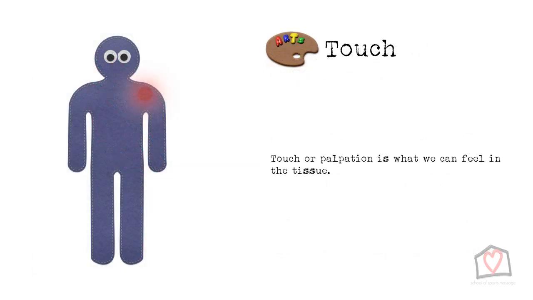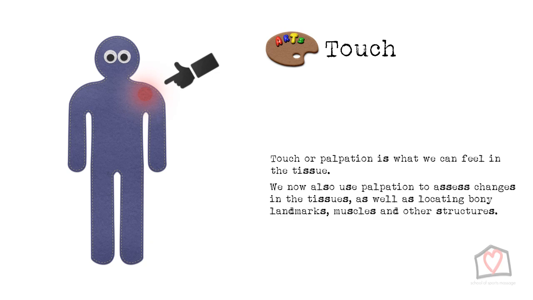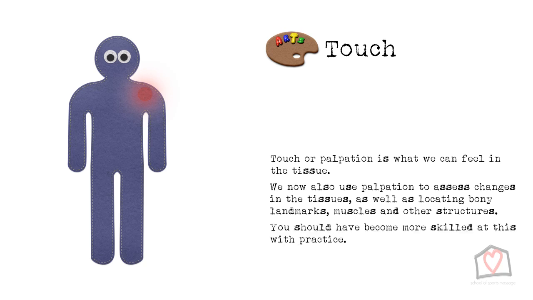We then move on to touch or palpation. You used this in Level 3 to feel the soft tissues within the assessment, and we still use it for this purpose, but we also use it to assess changes in the tissues as we work, as well as locating bony landmarks, muscles and other structures in the body. Again, you should become more skilled at this with practice. There is a demonstration video looking at palpation and a lecture explaining through the process.